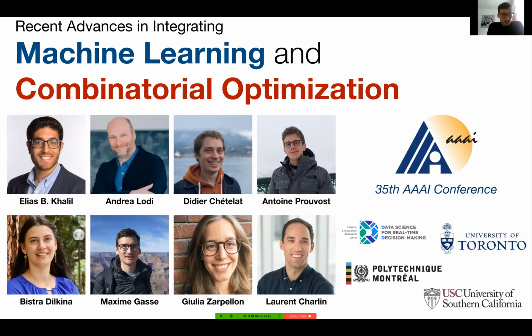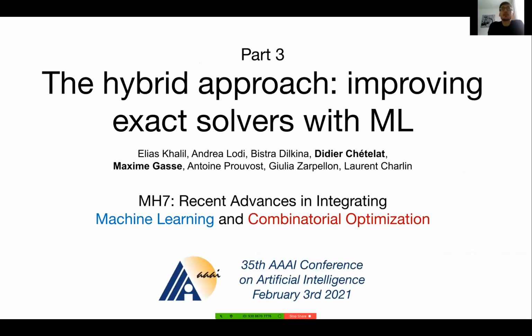Okay, so welcome back, everyone. My name is Maxime Gasse. I'm a researcher at Polytechnique Montréal, Canada. And I will talk during this third part of the tutorial. This part will focus on hybrid approaches, which are aimed at improving exact solvers using machine learning, in order to obtain theoretical guarantees in your optimization process.